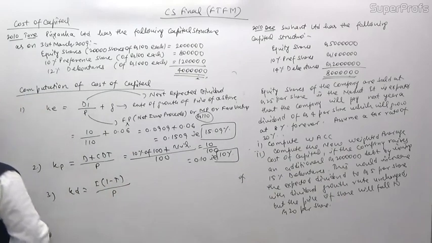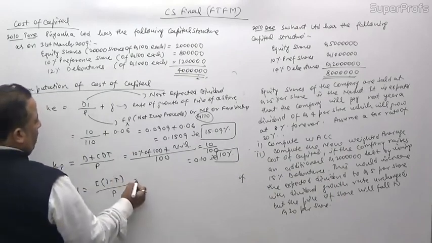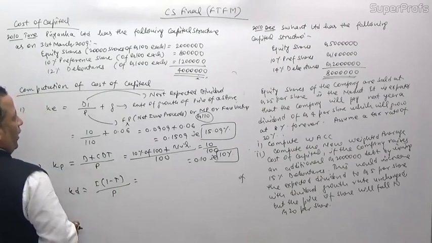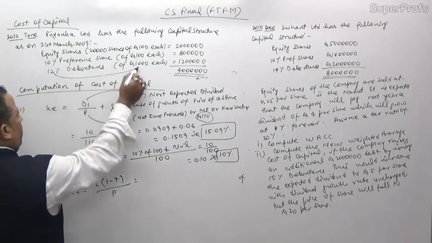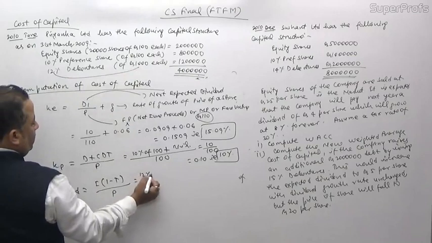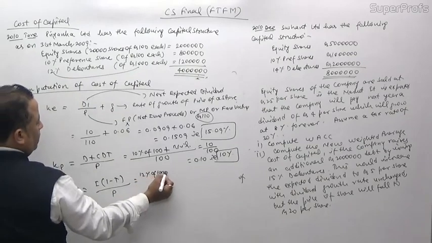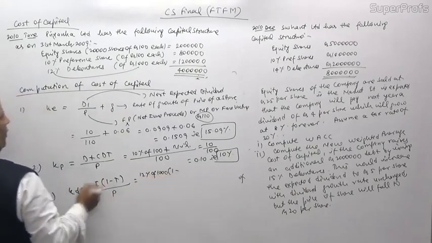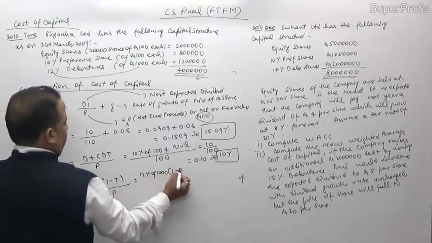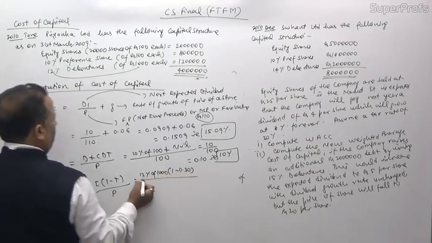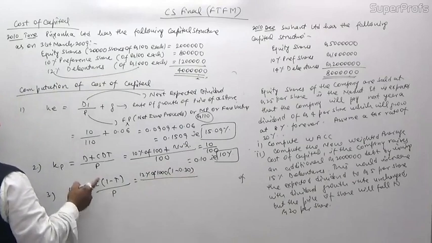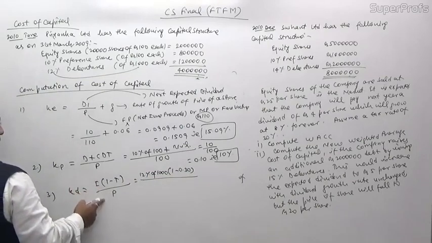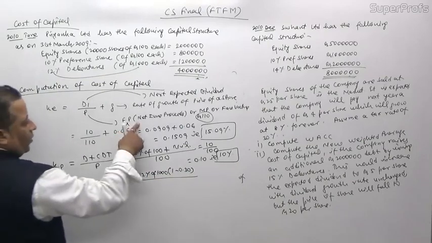Cost of debt equals I(1 minus T) divided by P. I stands for interest, 12% of 1000. T is the tax rate, which is 30%. P stands for flotation price, which is not given.